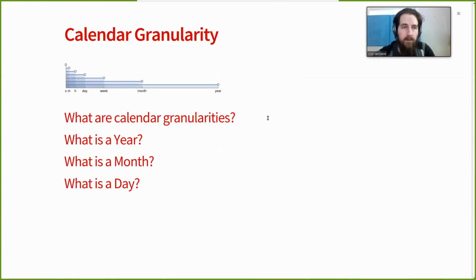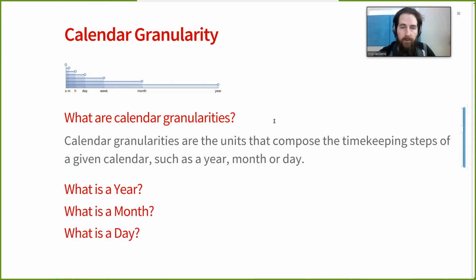So since calendars are built out of granular units like years, months, and days, what actually are those calendar granularities? When we refer to a granularity in the Wolfram Language, we're talking about the component units of time that create a calendar. Within a Gregorian framework, we think of years, months, and days. So what exactly is a year?